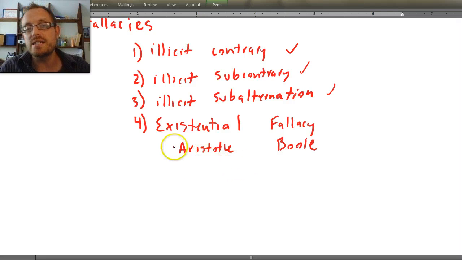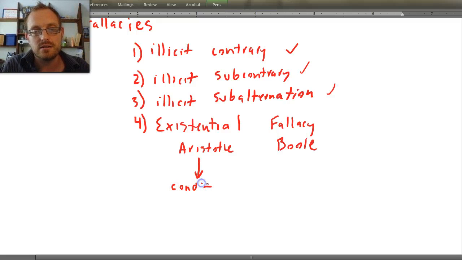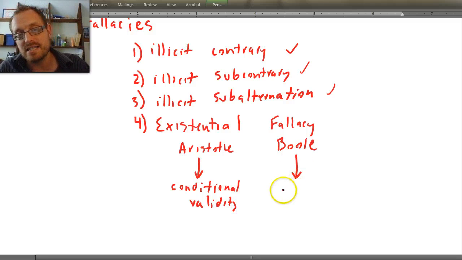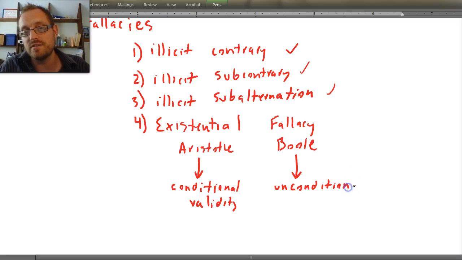Now, what we're going to see is because there's sort of a debate here between Boole and Aristotle, arguments that pass the test for Aristotle but not Boole are known as conditionally valid. Right. They have conditional validity, whereas arguments that pass Boole's existential fallacy test, these are known as unconditional validity or unconditionally valid. Okay, and so that's an important distinction.